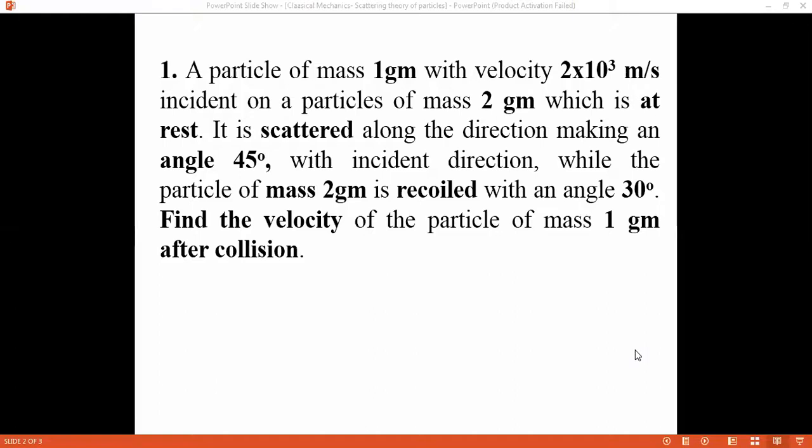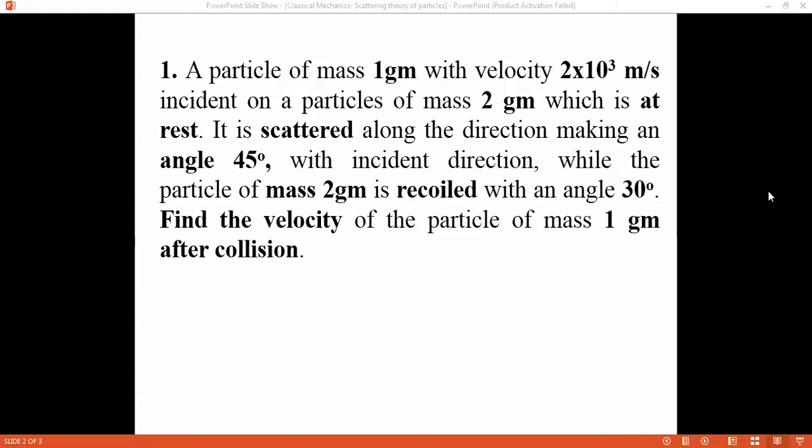So you can have two conditions. This is the incident direction. This is the particle with mass m1, equal to 1 gram. This is the particle with mass m2, equal to 2 gram. Now the velocities: the initial velocity we define as u1, and the second particle has initial velocity u2, which is at rest. So u2 is equal to 0.